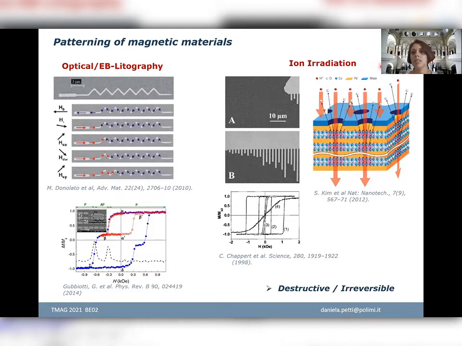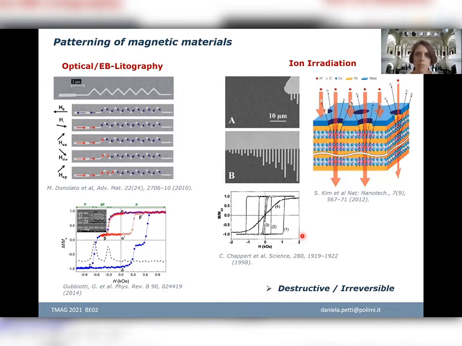Ion irradiation relies on the use of a suitable mask to locally implant ions. In this way, it is possible to locally control the magnetic properties of materials by chemical modification or by displacement of atoms. What these two techniques have in common is that both are mostly destructive and irreversible. So once you put a functionality in your material, this functionality is fixed once and for all.